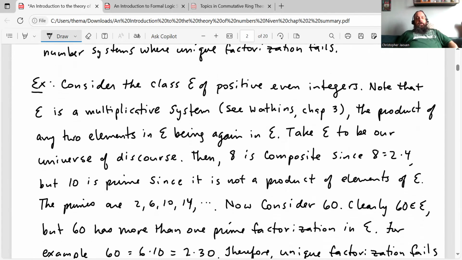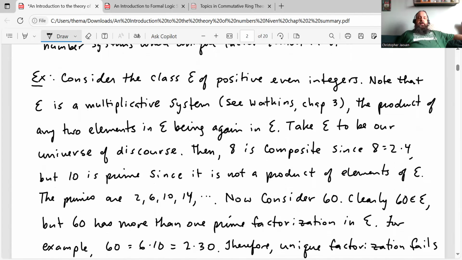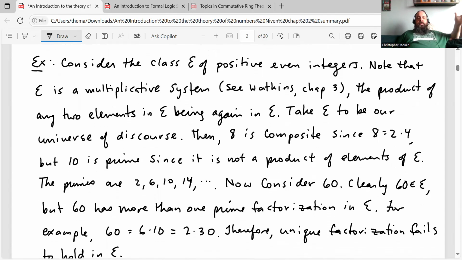So, for example, consider the class epsilon of positive even integers. Note that epsilon is a multiplicative system. We'll look at multiplicative systems in Watkins. Actually, we're going to look at stronger axioms on multiplicative systems than Niven is assuming here, because if you remember in Watkins, all of the rings that we're looking at are commutative rings with identity. But anyway, basically what we mean by a multiplicative system here is that the product of any two elements in the system is again in the system. All right, so take epsilon to be our universe of discourse.